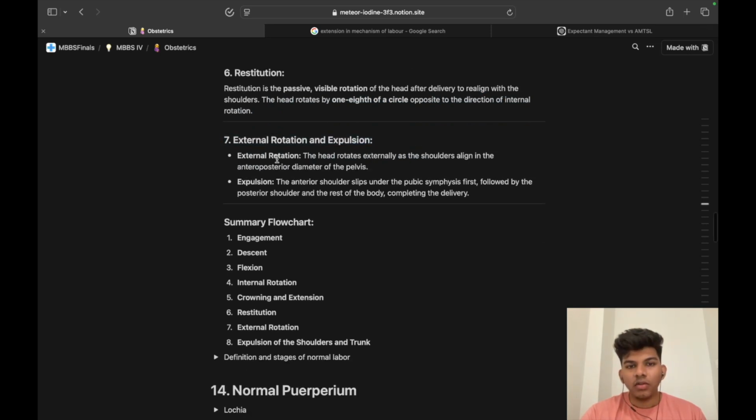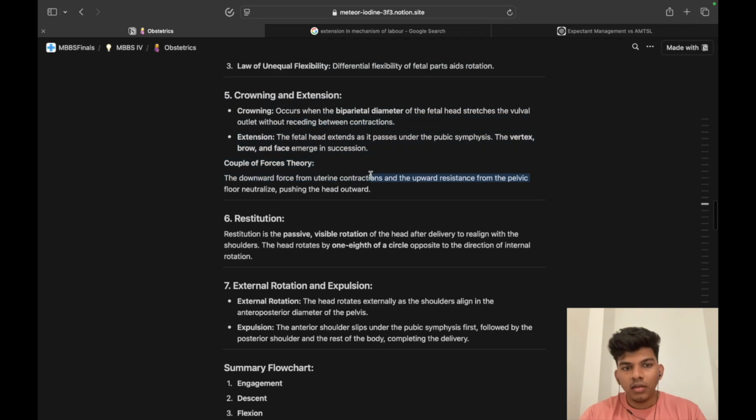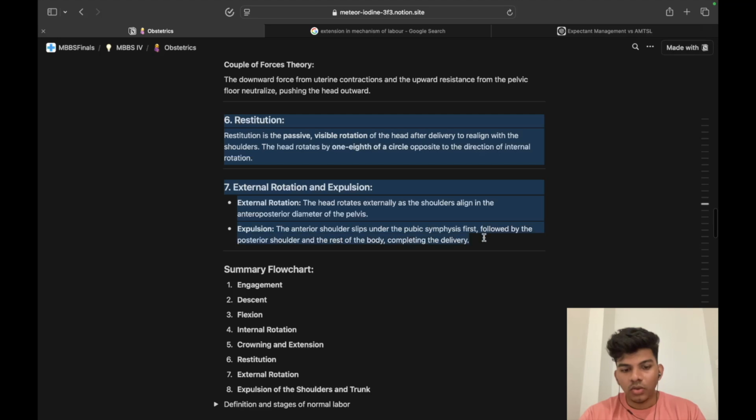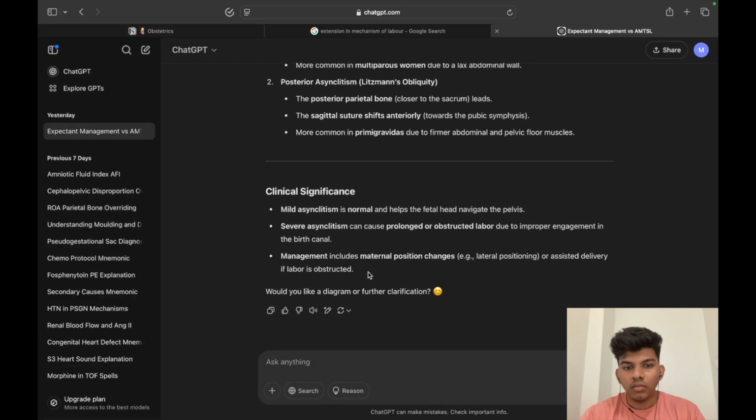Now finally, external rotation and expulsion. External rotation: the head rotates externally as the shoulders align in the AP diameter of the pelvis. Now even the shoulders are aligning properly with the AP diameter, so that they come out. So the head rotates externally. So this is restitution, that is external rotation. Let's look at this once before.